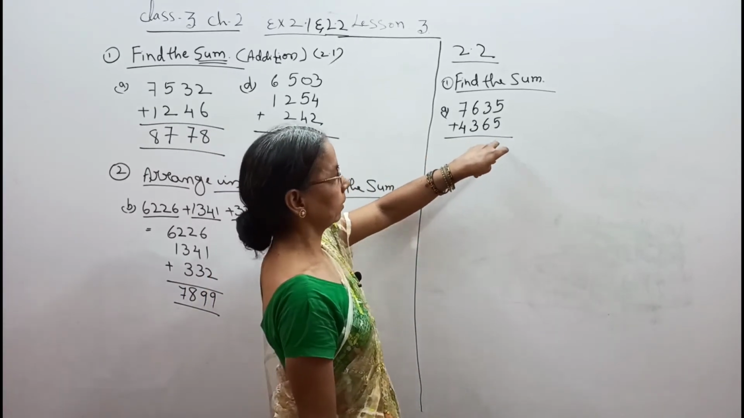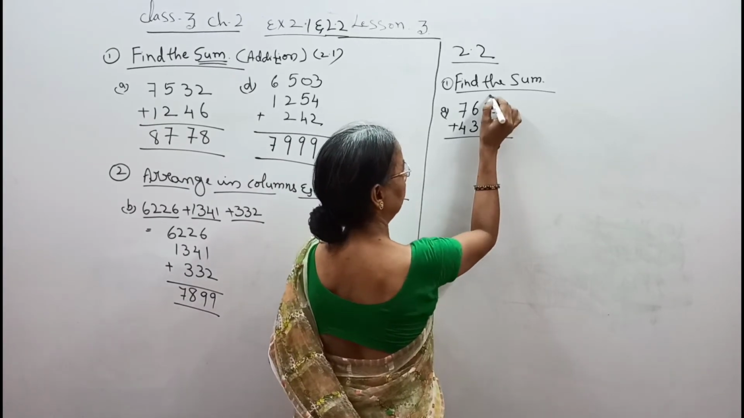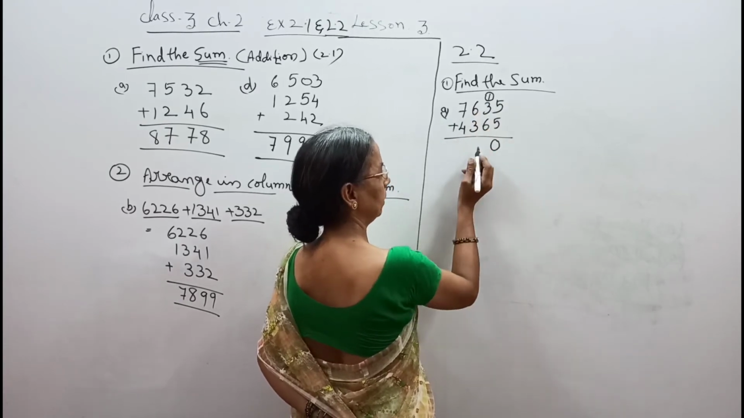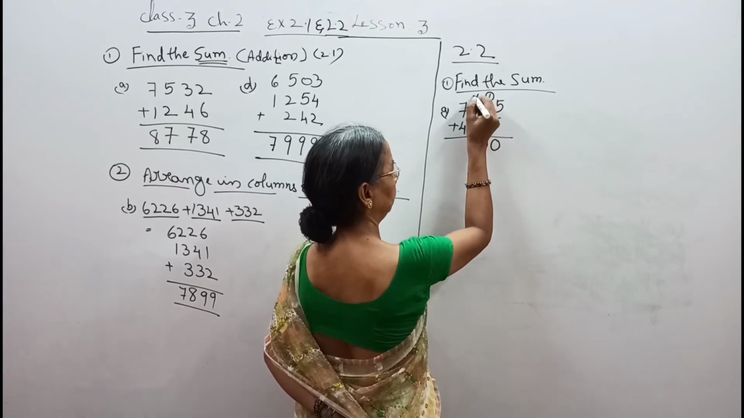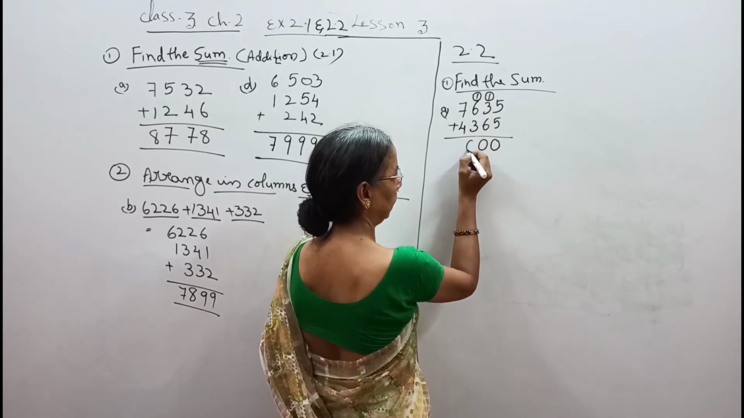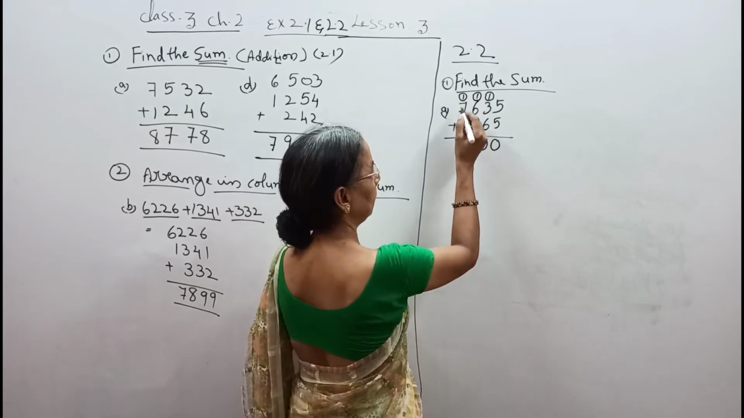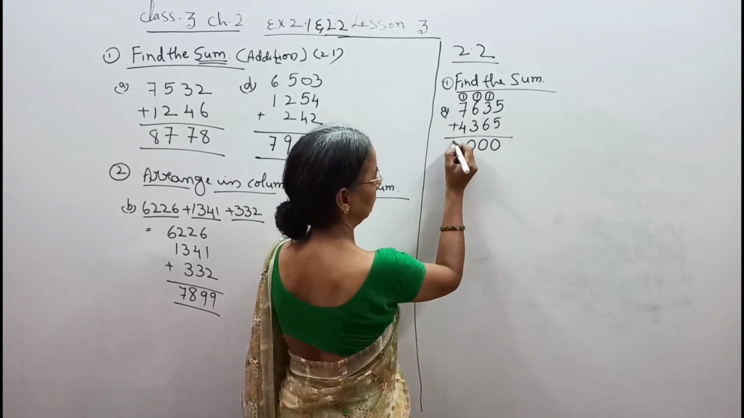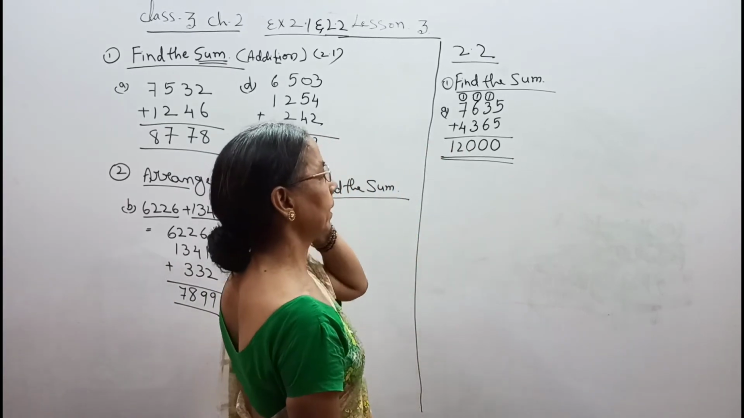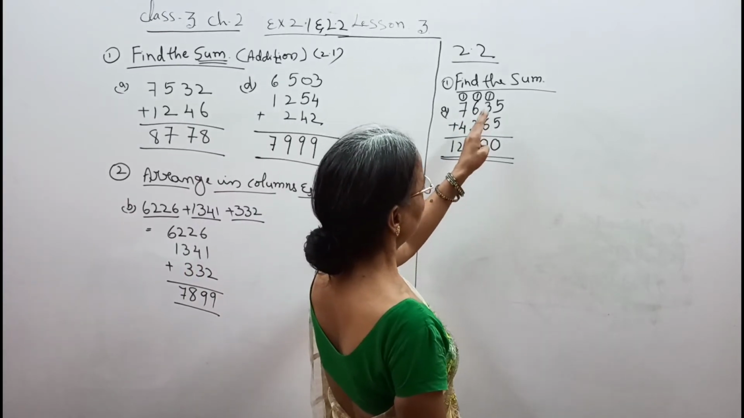Here we have to add it. 5 plus 5, it is 10. 10 means 0 comes here and 1 will be carried forward. Then 6 plus 3, 9. 9 plus 1, again 10. Again we have to carry 1. Then 6 plus 1, 7. 7 plus 3, it is again 10. Then we carry 1. Then 7 plus 1, it is 8. 8 plus 4, it is 12. Like this we have to add by carrying the numbers for the remaining numbers.